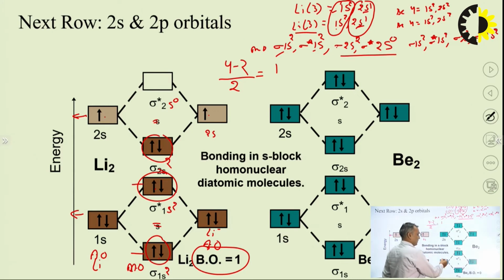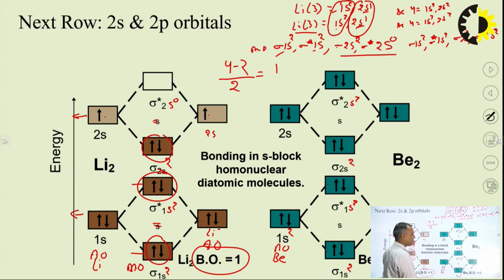If you draw the MO diagram, this is the 1s energy level, atomic orbital of beryllium, and atomic orbital of beryllium. This is 1s, this is also 1s. Each contains 2 electrons. They overlap with each other and form one bonding molecular orbital and one anti-bonding molecular orbital. Here 2 electrons are present, and here also 2 electrons are present. These 2s energy levels will overlap with each other and form sigma 2s2 and sigma star 2s2.